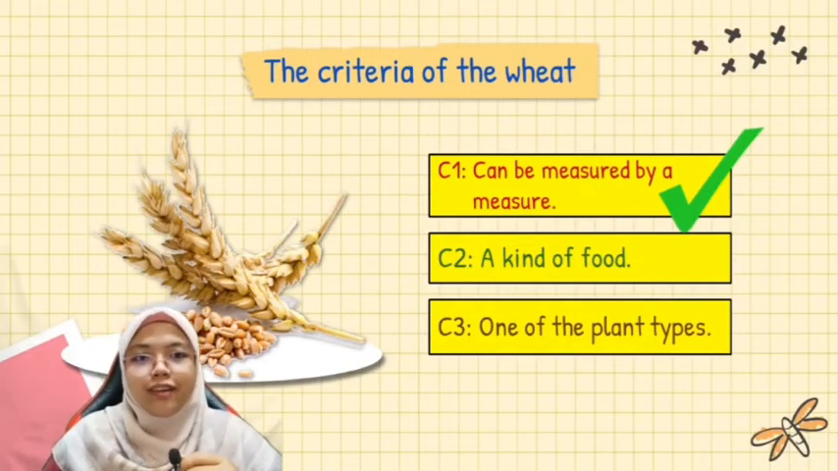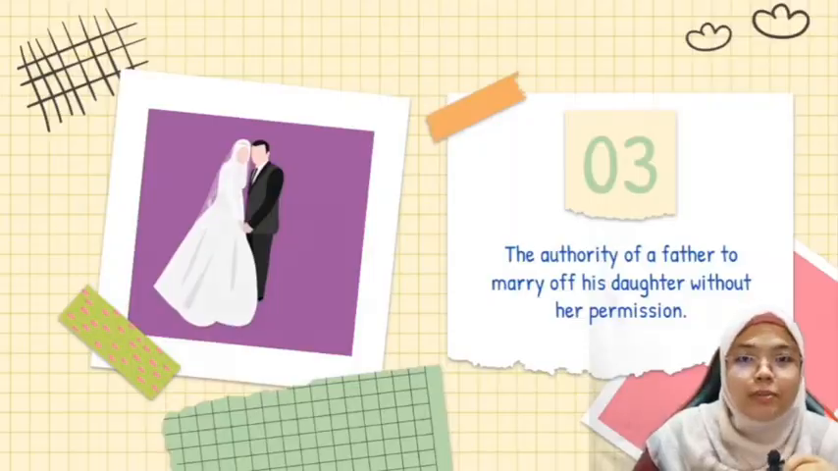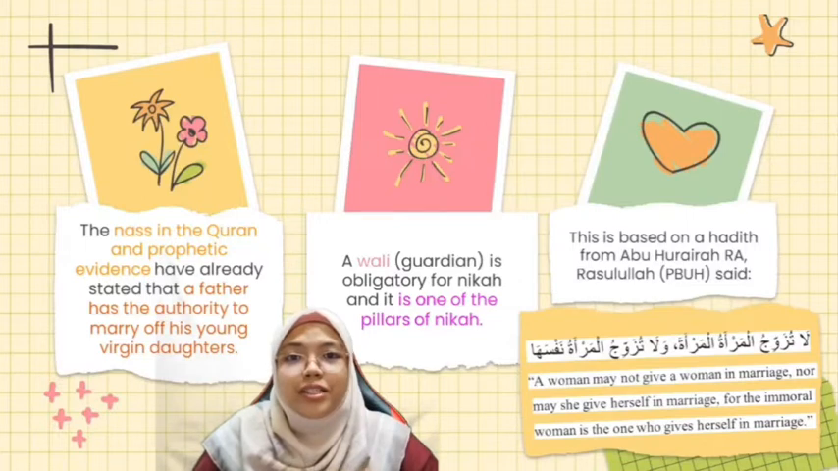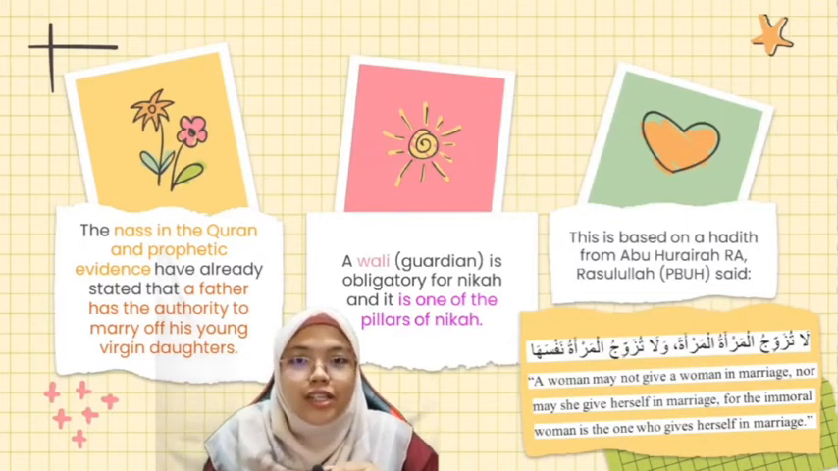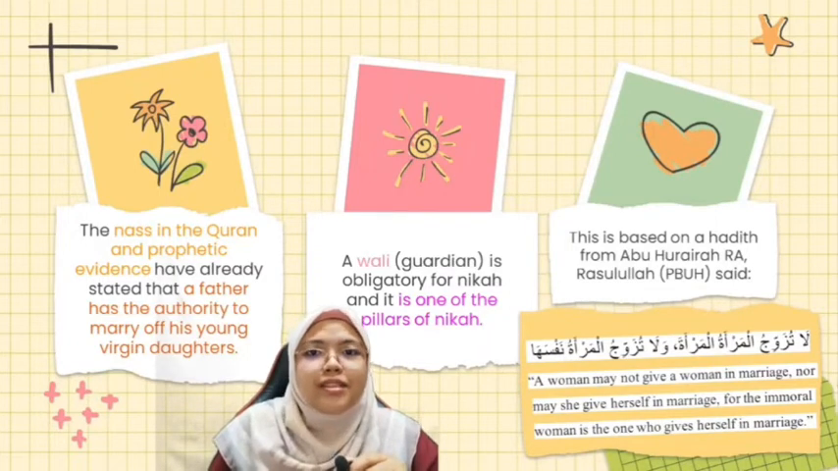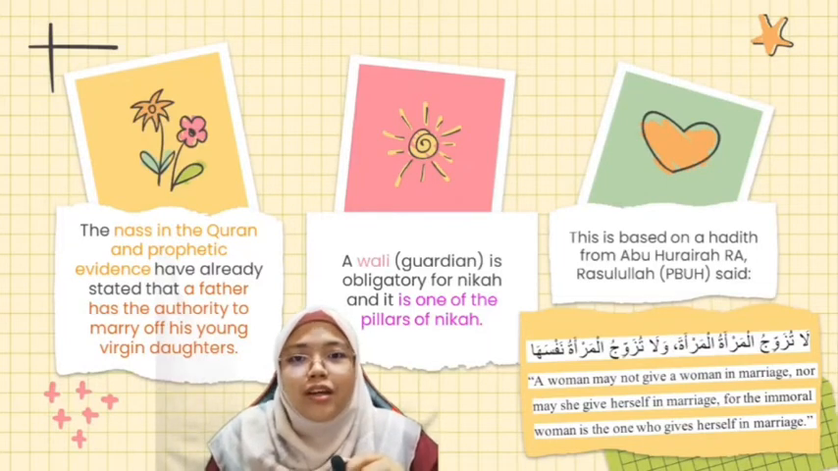Okay, the last example that I will explain to you is about the authority of a father to marry off his daughter without her permission. In the Nas of Al-Quran and Hadith, it was clearly mentioned that a father has authority to marry off his young virgin daughter. But there is no other Nas or Ijma that mentions the illah of the authority of a father to marry his daughter without her consent.